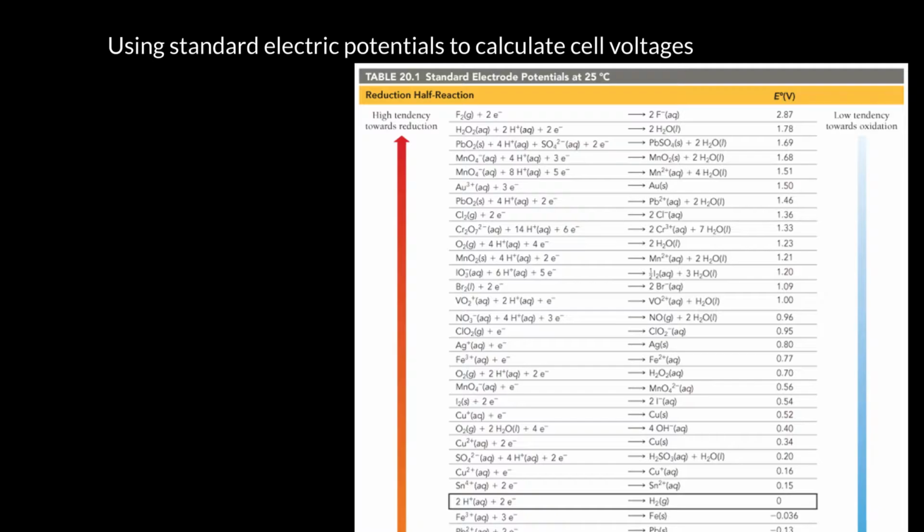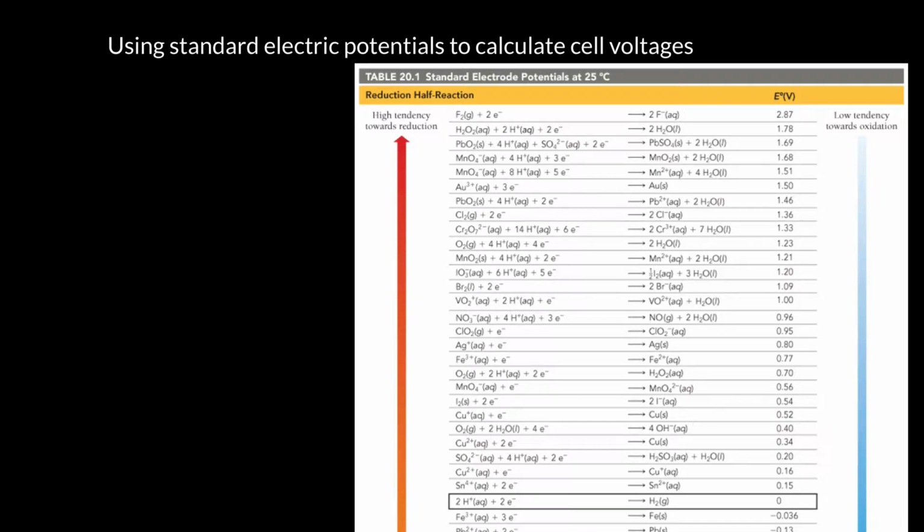In fact, I zoomed in on the top half because I'm not sure you could read it if I showed you the full table. The way it's arranged is that we write the reactions as reduction reactions. So some people call these standard electrode potentials standard reduction potentials. It doesn't really matter, that's just our convention.